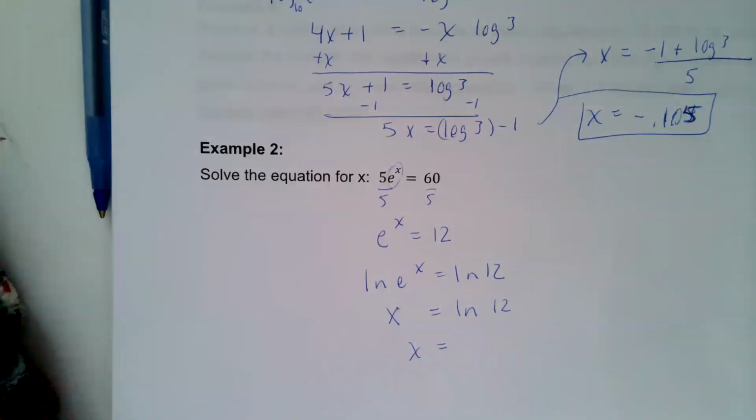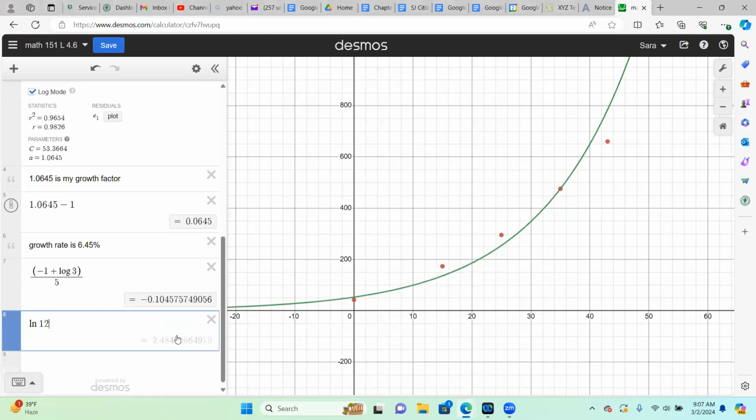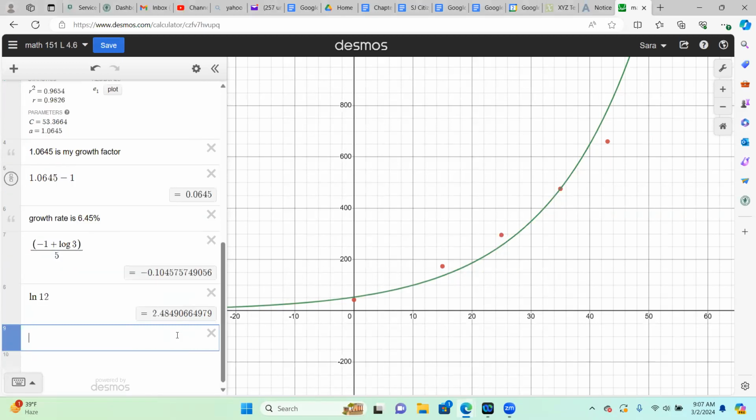And we can approximate that as well in Desmos by taking ln of 12. And that comes out to be approximately 2.48. Okay.